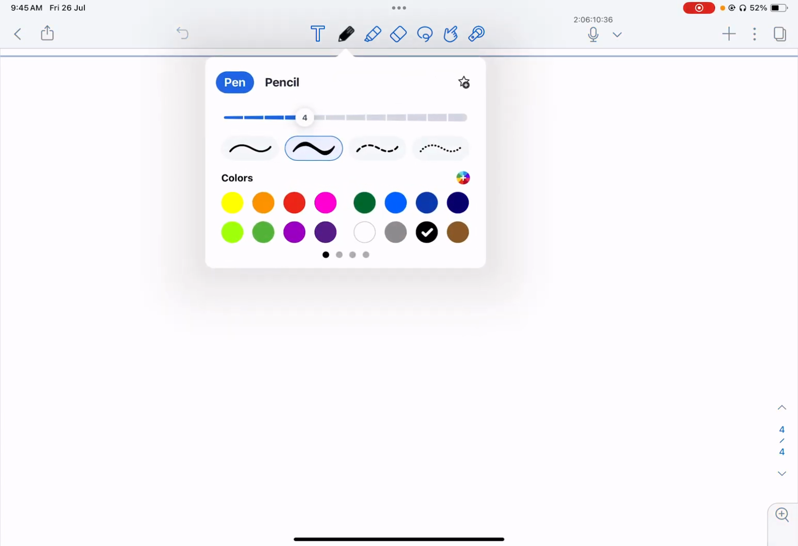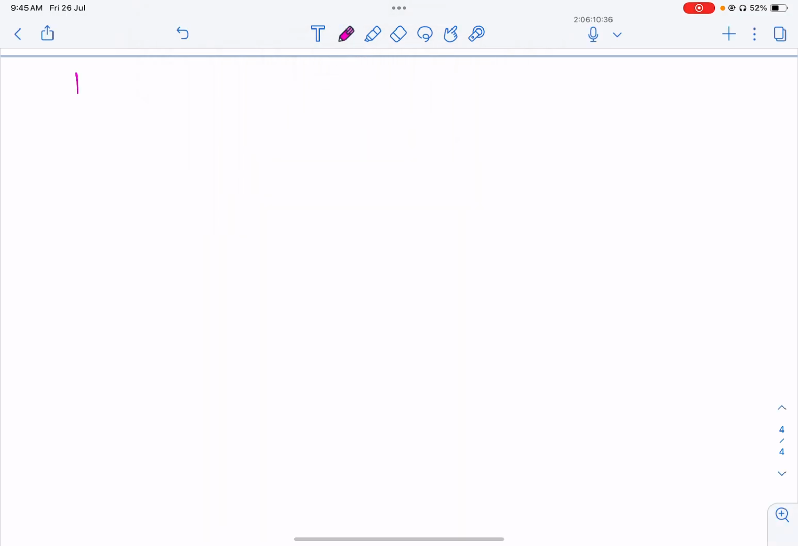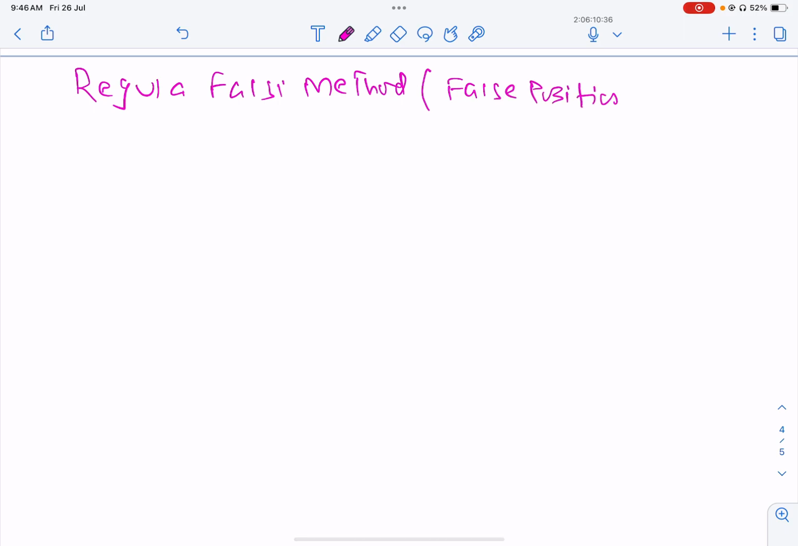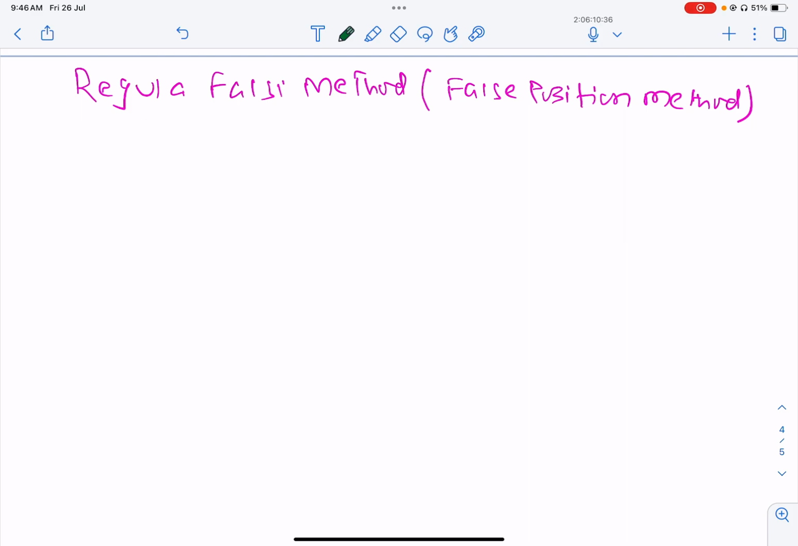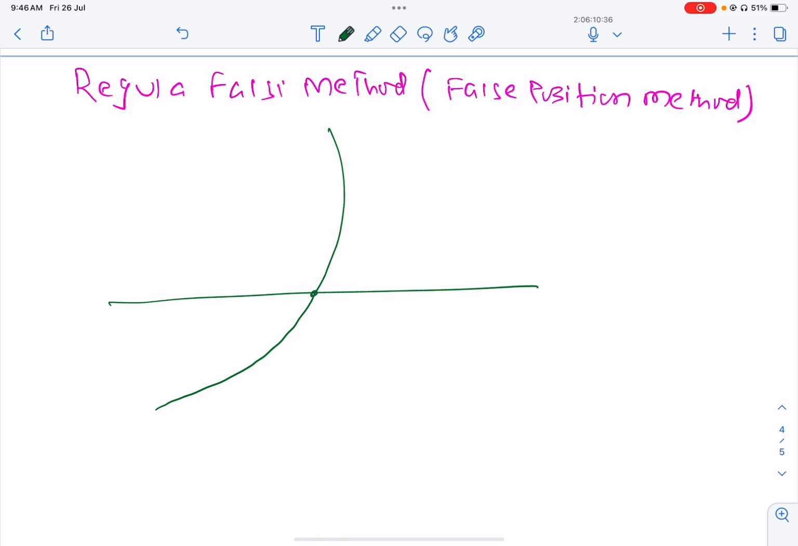Hello friends, let us now take another method, and it is named the Regula Falsi method, or it is also known as the false position method. Okay, so the idea here is, suppose you have some curve here like this, and this is our exact root.